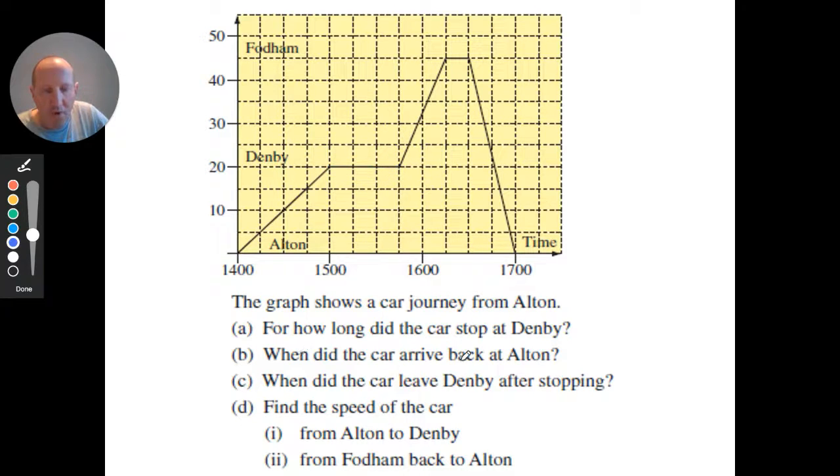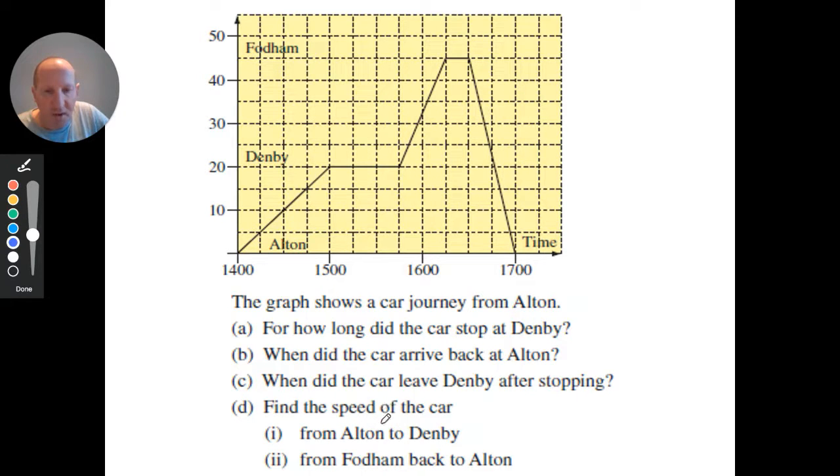When did the car arrive back at Alton? So here we are back at Alton, because I've gone away from there, had a stop, gone somewhere else, had a stop, come back to Alton at 1700 hours. That's 24-hour clock. If you want it in normal time, then take 12 off the hours. That's going to be 5 o'clock in the afternoon. When did the car leave Denby after stopping? So here's my stop at Denby. So I left there, which is that point there, 15:45, or take 12 off 15, that's 3:45 in the afternoon.